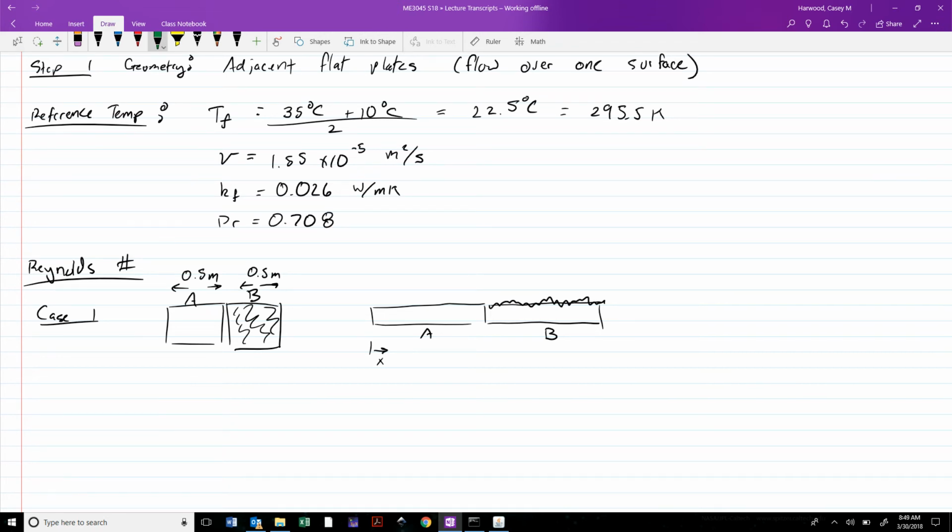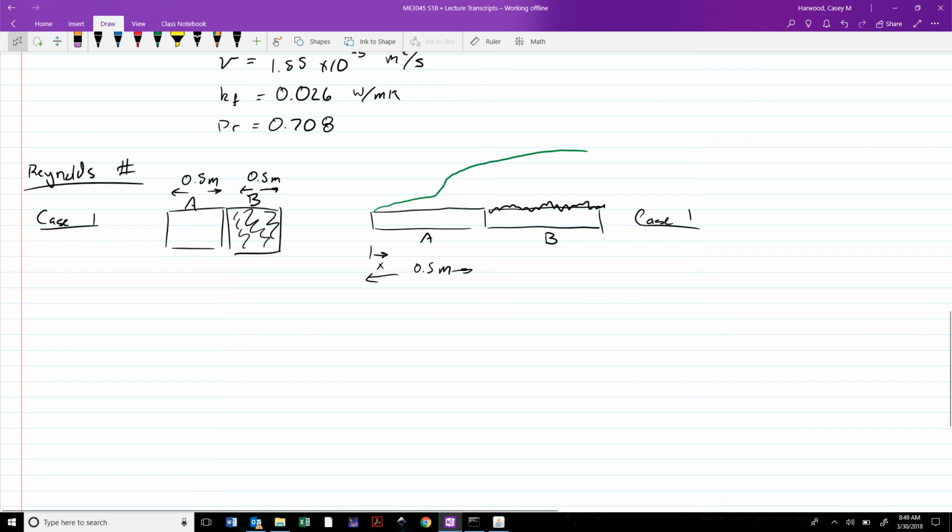So if this plate A is 0.5 meters long, then what that means is it's laminar, and then it's going to become turbulent before it ever is forced into turbulence by encountering plate B. Meaning, plate B basically doesn't make any difference. That roughness, it's turbulent anyway by the time it hits that point. So this is going to be case 1.